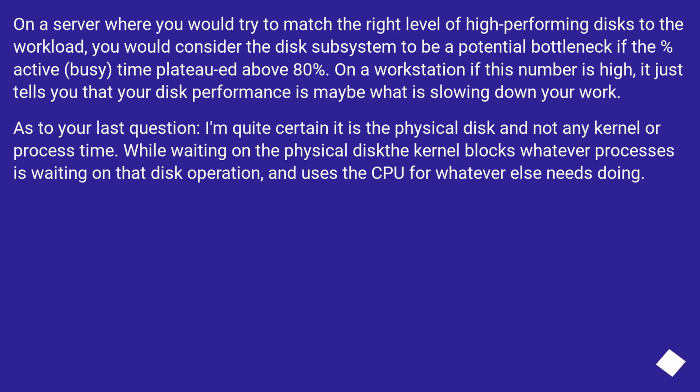On a server, where you would try to match the right level of high-performing disks to the workload, you would consider the disk subsystem to be a potential bottleneck if the percent active, busy, time plateaued above 80%. On a workstation, if this number is high, it just tells you that your disk performance is maybe what is slowing down your work.